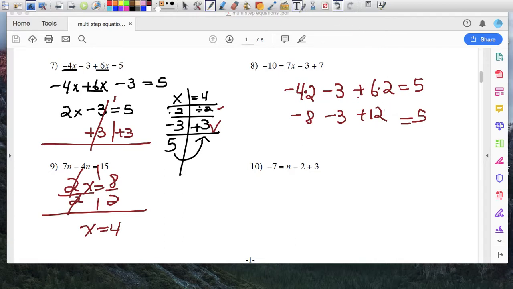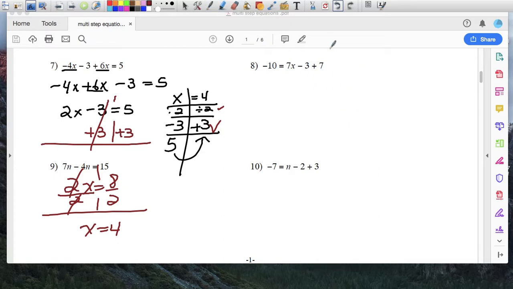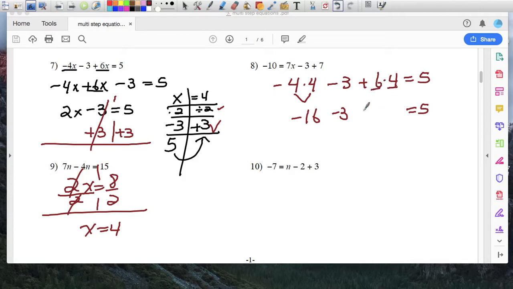Oh, it's because x is 4. Did I tell you it's early on a Saturday? So it's negative 4 times 4 minus 3 plus 6 times 4 equals 5. So let's substitute it now. This is going to be negative 16, right? Negative and a positive. Minus 3 comes down. And then this is plus 6 times positive 4 is just positive, and 6 times 4 is 24.